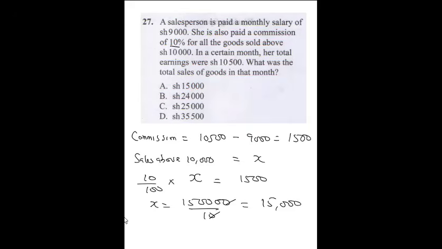So that means because she earned 1,500 for sales above 10,000, total sales will be 10,000 plus sales above 10,000, which is now 15,000. So plus 15,000 is going to give us a total of 25,000. So you can see, because she sold 25,000, she earned a commission of 1,500, plus 9,000, giving you a total of 10,500. So the correct answer here is C.